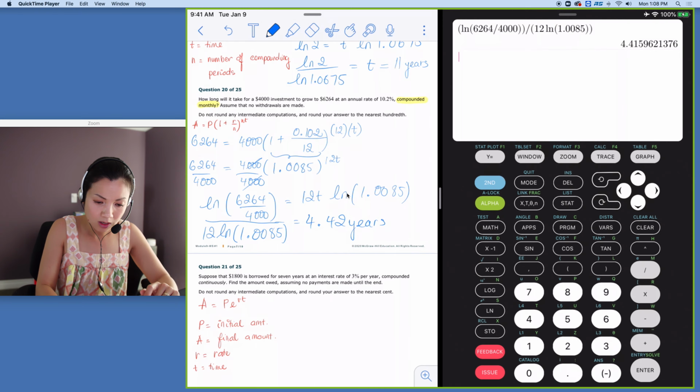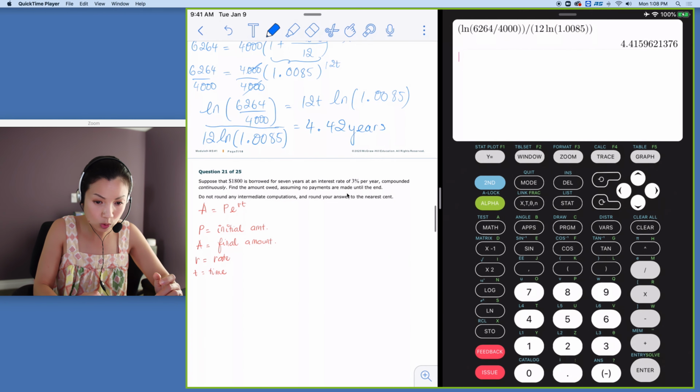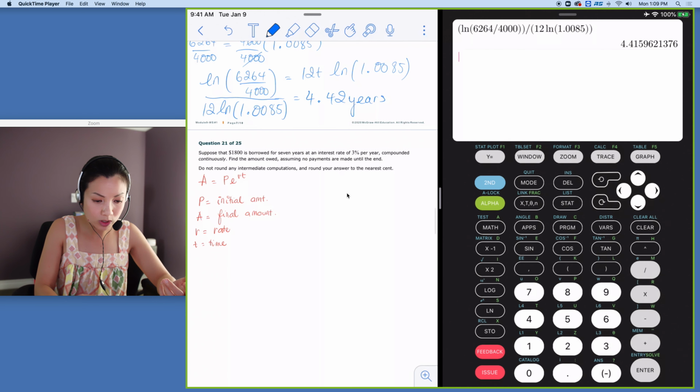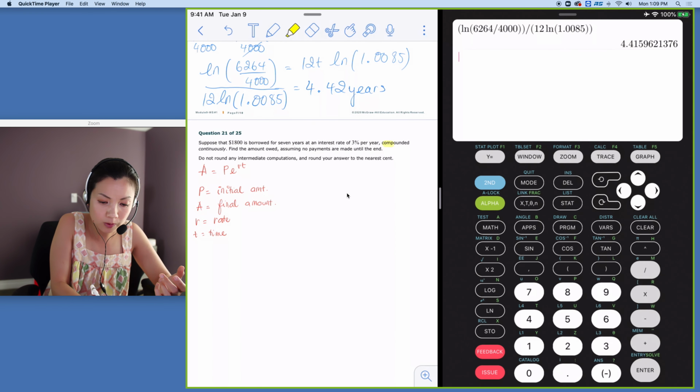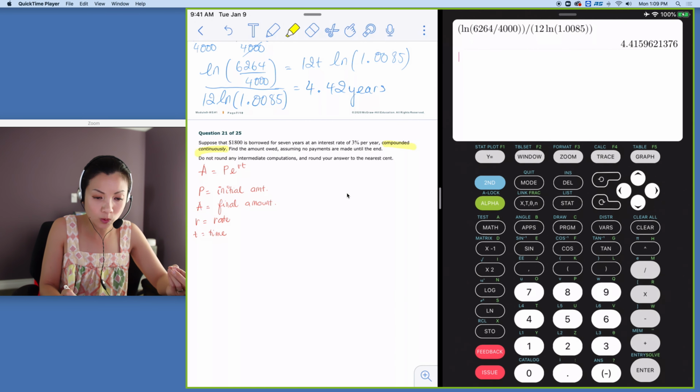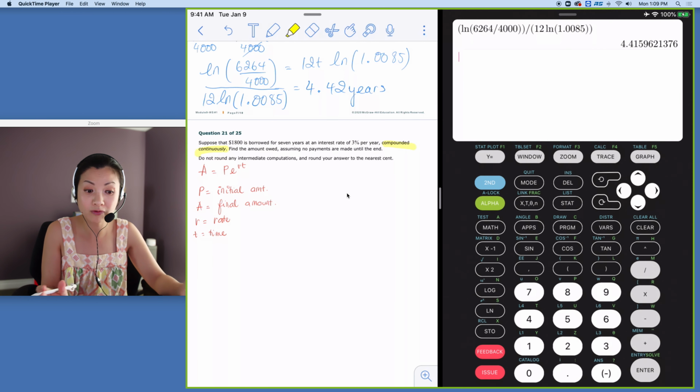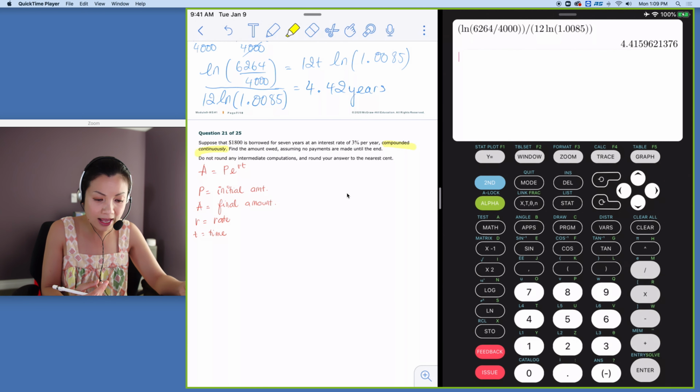Okay. All right. Moving on to number 21. So for number 21, what we have is compounded continuously. So we have a new formula for it. I always call it A PERT. So A equals P e to the rt. So we don't have the number of compounding periods, so we have to use a different formula. So what do we have right here? They're asking you to find the amount owed. So they're pretty much asking you for the final amount, right?